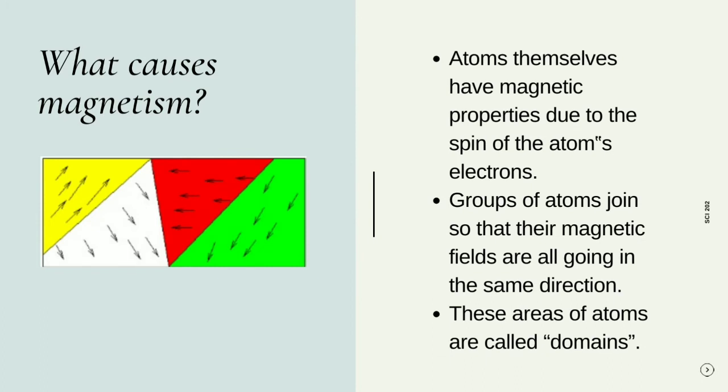What causes magnetism? Atoms themselves have magnetic properties due to the spin of the atom's electrons. Groups of atoms join so that their magnetic fields are all going in the same direction. These areas of atoms are called domains.